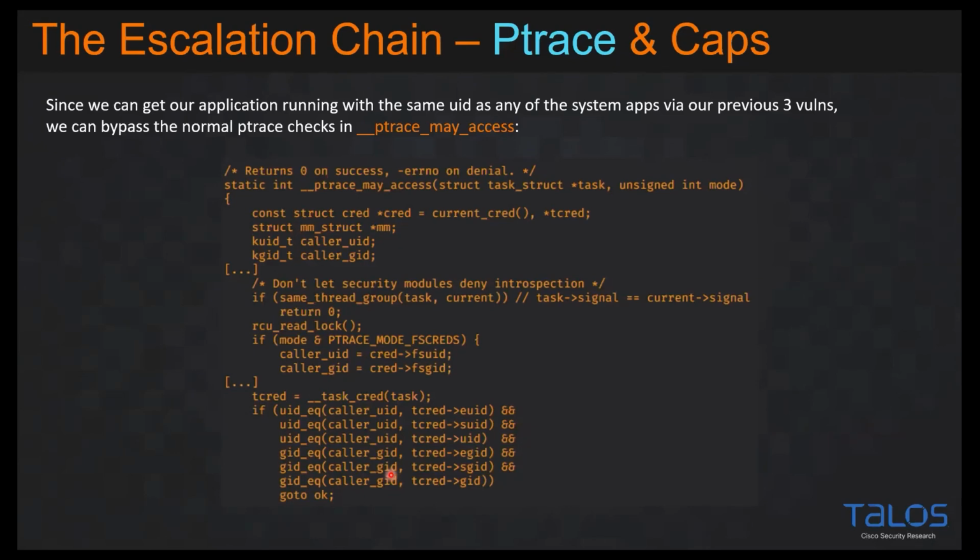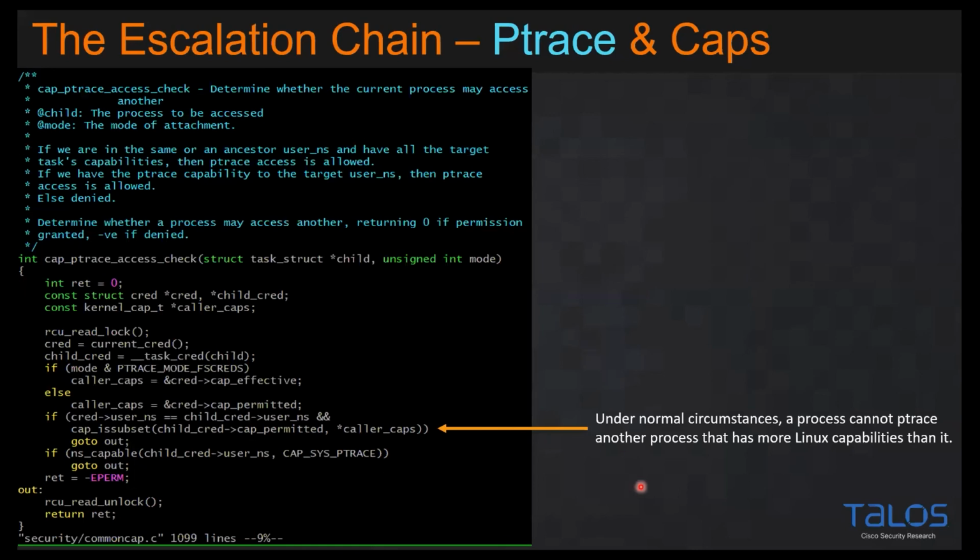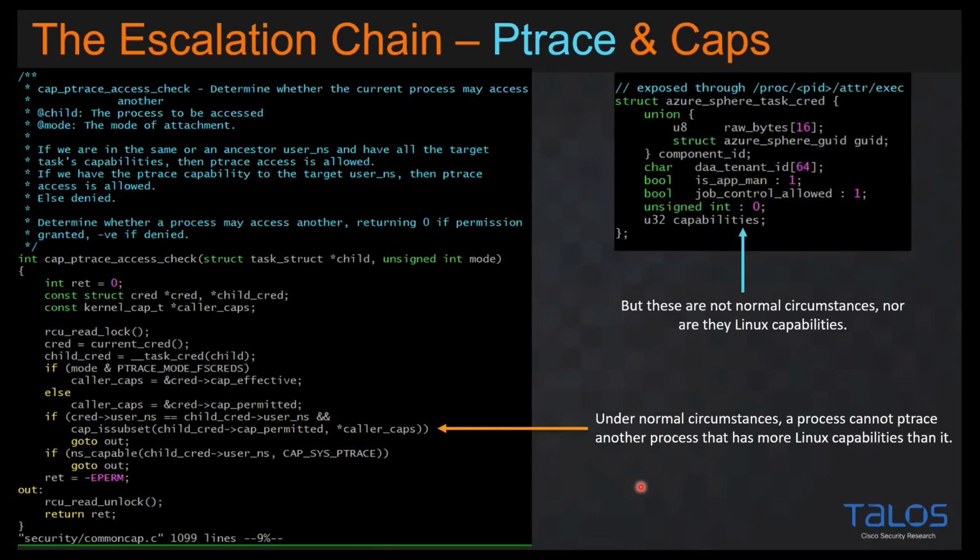Normally, there's an interesting fact though. Under normal circumstances, there is a check to make sure that you cannot ptrace a process with more Linux capabilities than yourself, in order to avoid privilege escalation. But like I said, these are not Linux capabilities. These are actually special Azure Sphere capabilities. And as such, Linux doesn't even know they exist, and Azure Sphere doesn't check them.